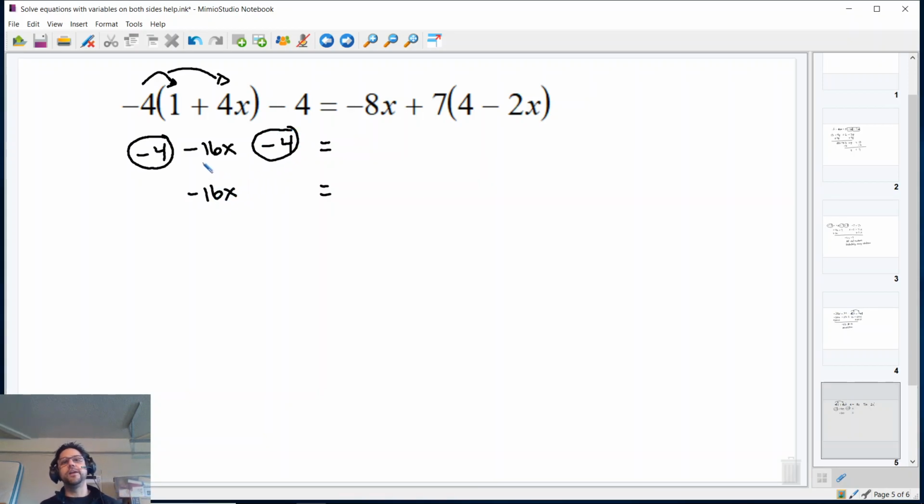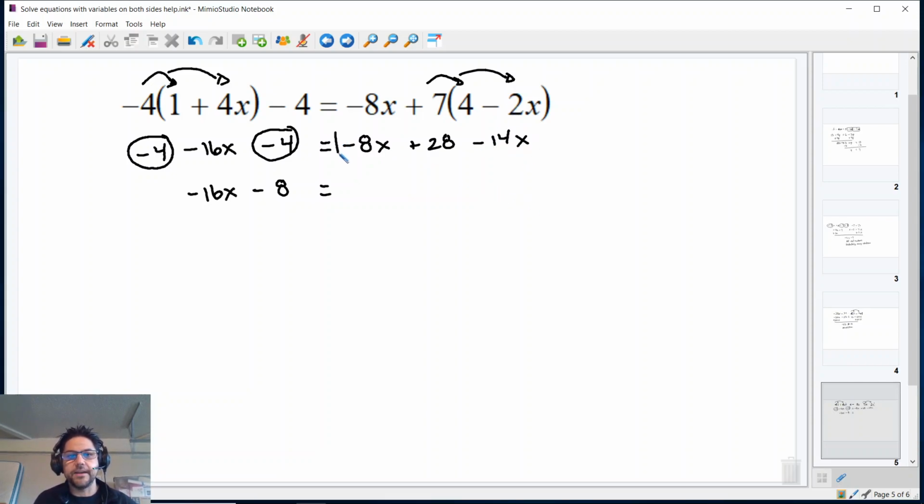Now be really careful here with a negative 4 and a negative 4. Some students would say that they cross each other out, cancel each other out. But remember, that's when the signs are opposite. A negative 4 and positive 4 gives you a 0. But a negative 4 and a negative 4 gives us negative 8. All right, on this side here, the negative 8x gets to stay the same. And then we've got 7 times 4, which is 28. And 7 times negative 2x, which is negative 14x.